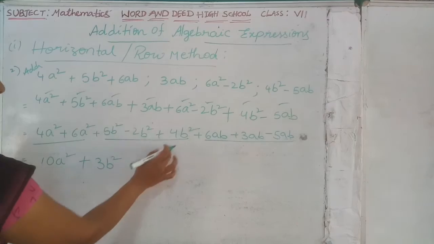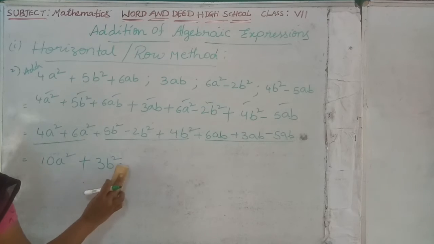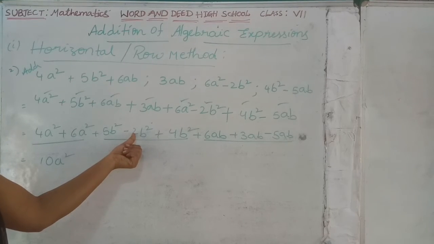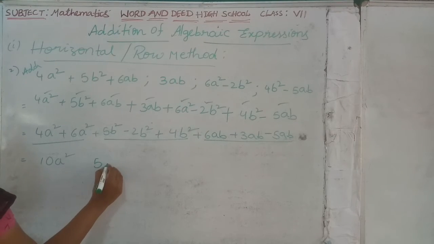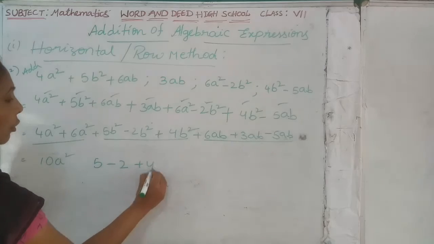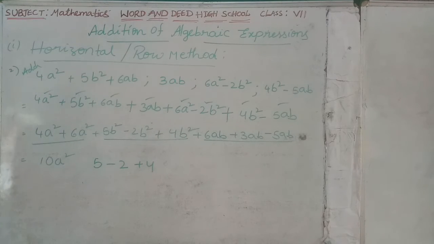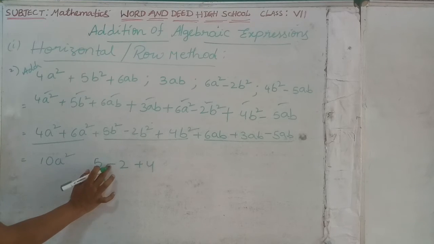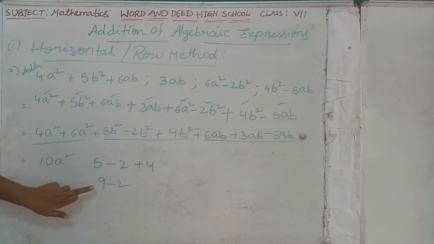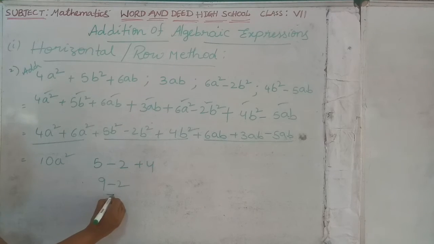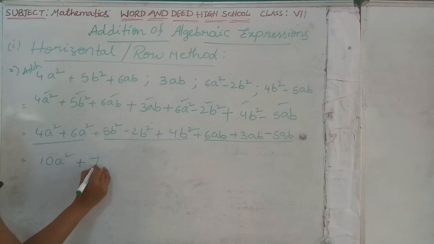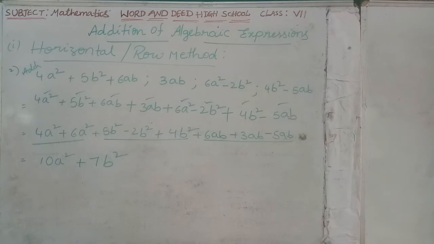Okay, next. Sorry, the other one, b square also there, no? 5 minus 2 plus 4. Then how can we do it? Just listen, children. 5 minus 2 plus 4. What are the positive ones here? 5, 4. Yes, 5 plus 4, 9. So, extra we have minus 2. Now, one is positive, one is negative. So, 7. So, directly what can we write, children? Plus 7b square.